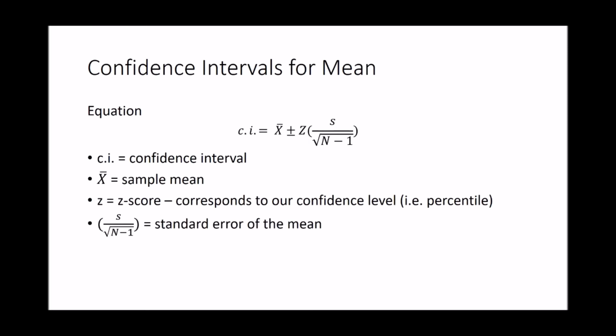And this small equation here is the standard error of the mean. And as you can see at the top of this equation, we have the standard deviation for our sample, and then that is divided by the square root of n minus 1, where n is our sample size.